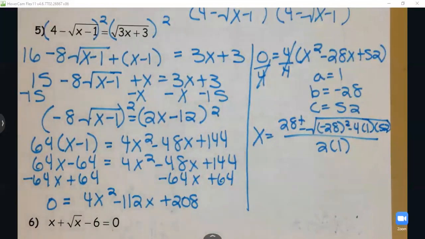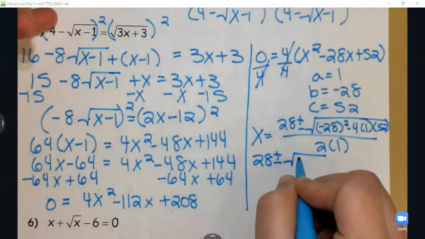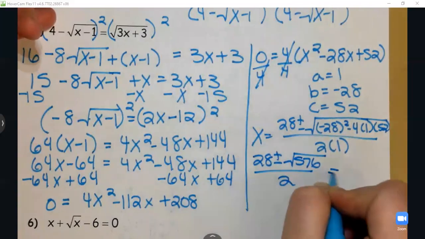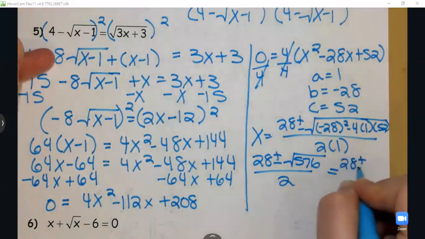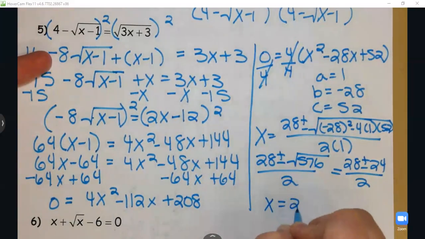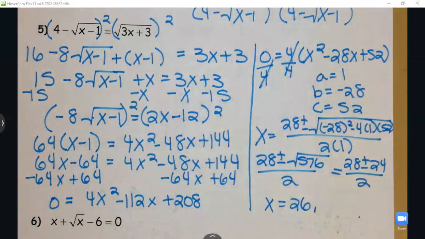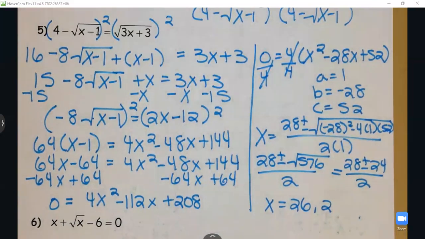28 squared minus 4 times 1 times 52. It's going to be 28 plus or minus the square root of 576 over 2. The square root of 576 is 24. So 28 plus or minus 24 over 2. So 28 plus 24 divided by 2 gives us 26. And 28 minus 24 divided by 2 gives us 2. Now, you can get the same answers if you had factored it. But we, again, need to plug this back in to check our solutions.